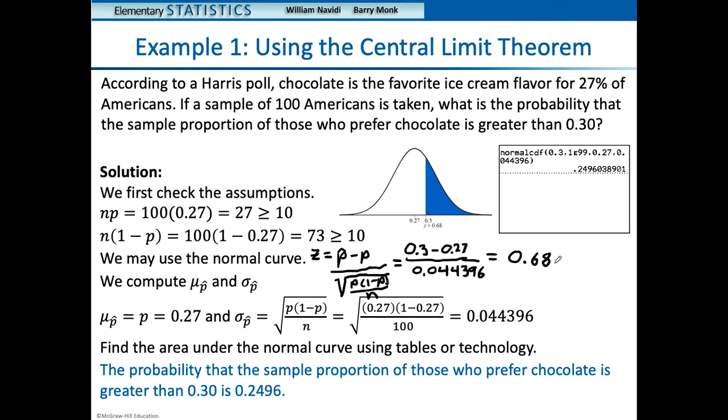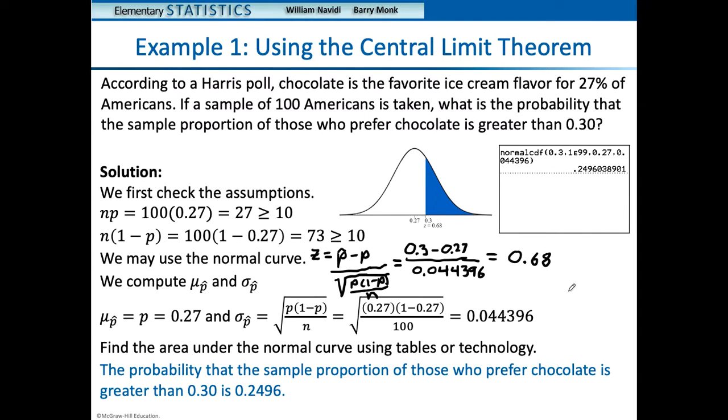If you were to find the area using the TI-84 calculator, you could use the normal CDF command. You would put 0.3 in for the lower endpoint, 1E99 for the upper endpoint, 0.27 for the mean, and then 0.044396 for the standard deviation, and run that. So that would be the alternate way of finding that area.